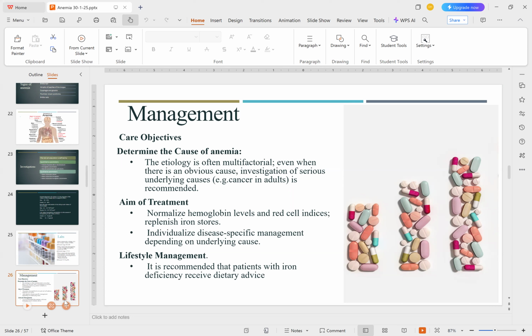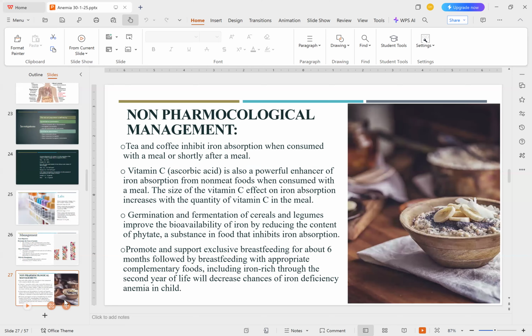It is recommended that patients with iron deficiency receive dietary advice. Non-pharmacological management: tea and coffee inhibit iron absorption when consumed with the meal or shortly after a meal. Vitamin C is also a powerful enhancer of iron absorption from non-meat food when consumed with a meal. The size of the vitamin C effect on iron absorption increases with the quantity of vitamin C in the meal. Germination and fermentation of cereals and legumes improve the bioavailability of iron by reducing the content of phytate, a substance in food that inhibits iron absorption.